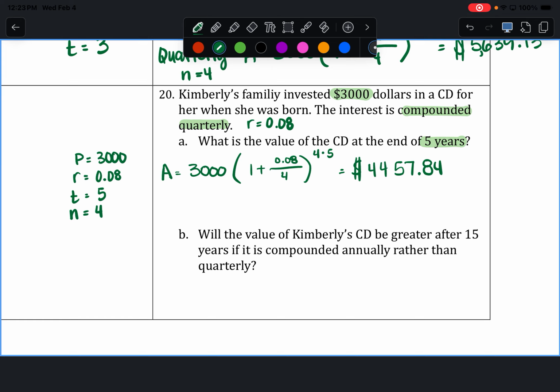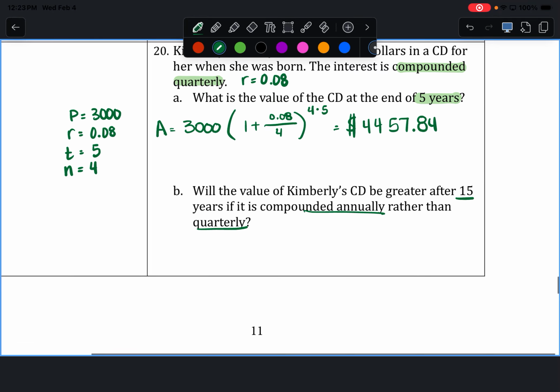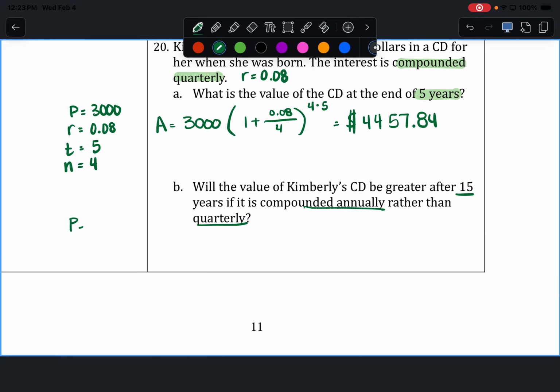Now, part B says, will the value of Kimberly's CD be greater after 15 years if it's compounded annually or quarterly? Okay. So what we're going to do is the same thing. But what is time changing to? 15 years. Is our rate changing? No. Time is changing to 15. But what 2 things am I going to have to compare? Quarterly and annually. So if we look at annually, how many times does annually get compounded in a year? Okay. So we're going to switch it. See, n is 1. So we're going to set it up.